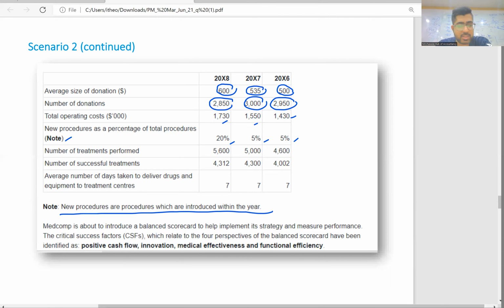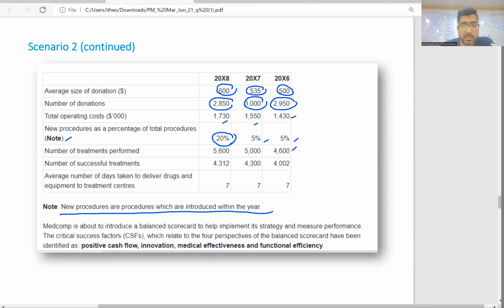What new facilities, new procedures, new products we are introducing? Like company introduces new products every year. So they have introduced new procedures within a year. 5% of the new procedures represent total procedures percentage. In 2007, also the new procedures were just 5%. But I think in 2008, we have introduced 20% approximately new procedures.